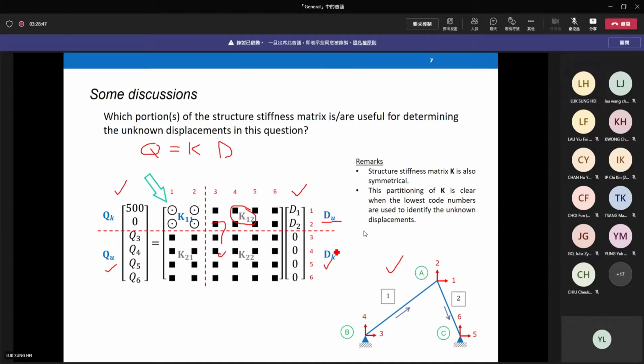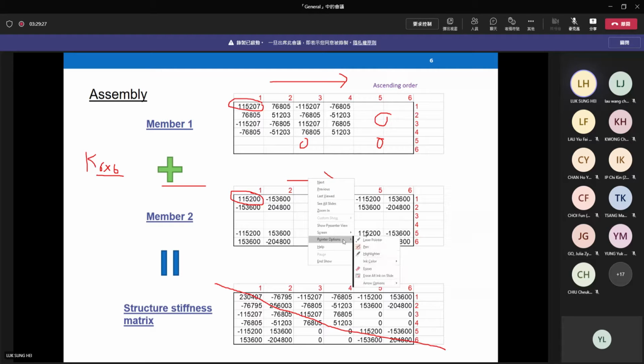always multiplies with DK, right? But DK is 0. So it seems that K12 is useless because it works with a 0 displacement vector. Similarly, K22 multiplied by DK also gives you 0. So at the beginning, you can see that column 3, column 4, column 5, column 6 are useless. They will not help you to do anything because they always work with 0. So you can ask yourself, why do I need to know column 3, column 4, column 5, column 6?